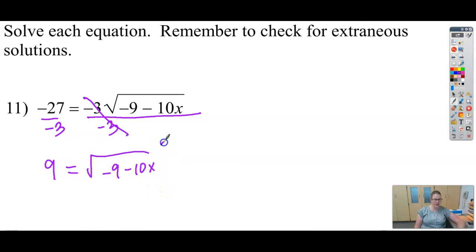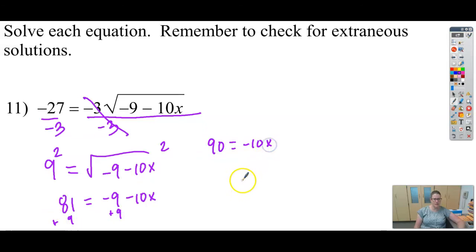Now I can go ahead and square to get rid of that square root. And that gives me 81 equals negative 9 minus 10x. So now I just need to add 9 to both sides. So 90 equals negative 10x. And then divide both sides by negative 10. So x equals negative 9. Go ahead and plug it back in and see if it works. But I'm pretty sure that one does. But again, you need to check each time and see if they work.